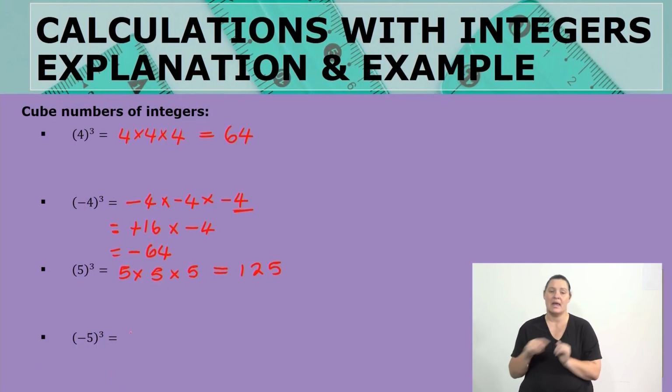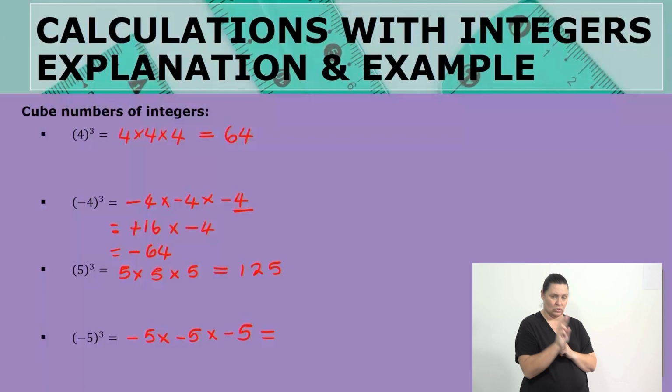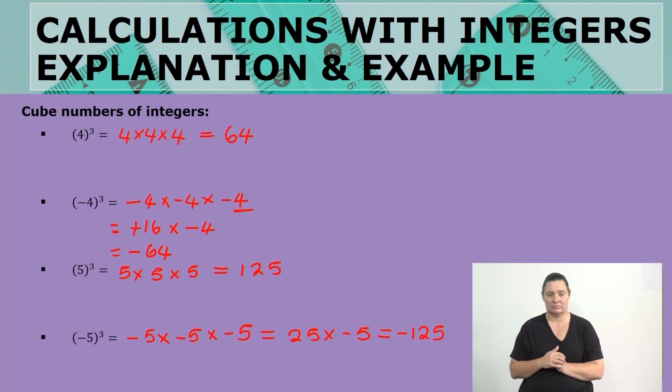That is going to be negative 5 multiplied by negative 5 multiplied by a negative 5. Again, you are going to start with the first 2. A negative and a negative is going to give us a positive answer. So that is going to be a positive 25 multiplied by the negative 5. And our answer there is going to be a negative 125. So negative 5 cubed is going to be negative 125.